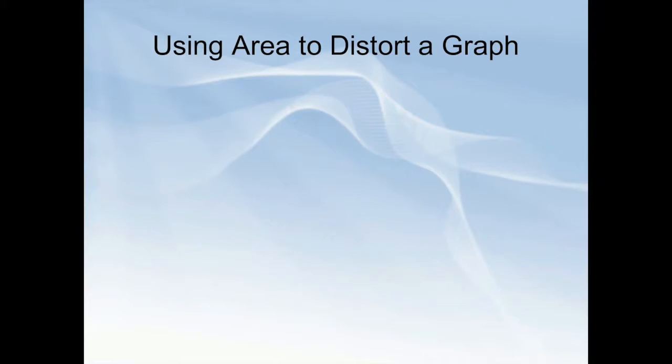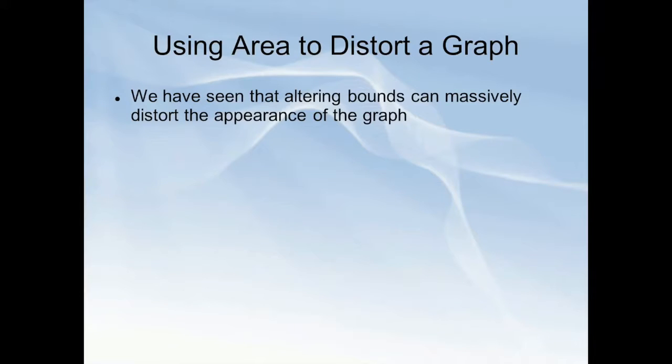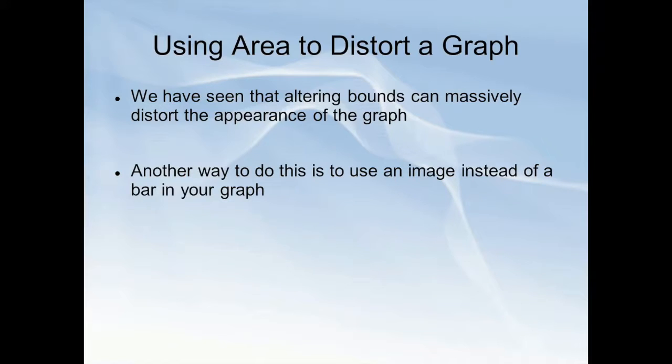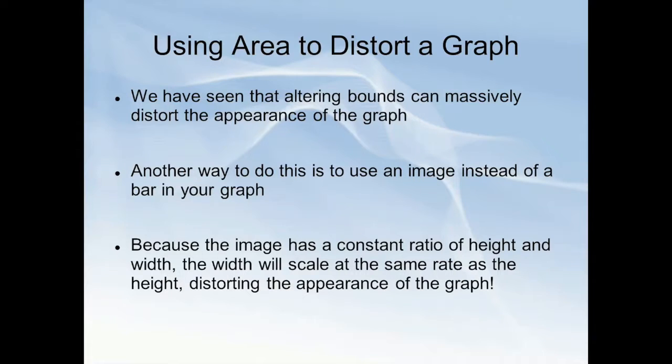Now let's talk about how area is used to distort a graph. We've seen that altering the scales or the bounds can massively distort the appearance of a graph. Another way to do this is to use an image instead of a bar. Because the image has a constant ratio of height and width, the width will scale the same as the height, distorting the appearance of the graph.